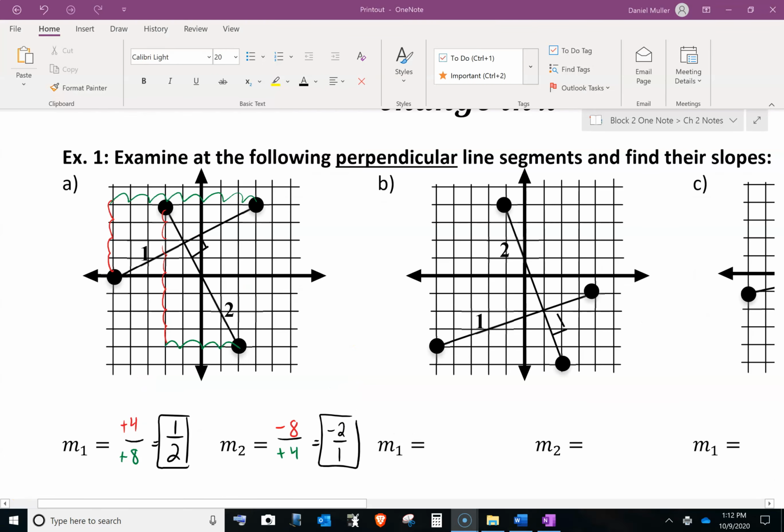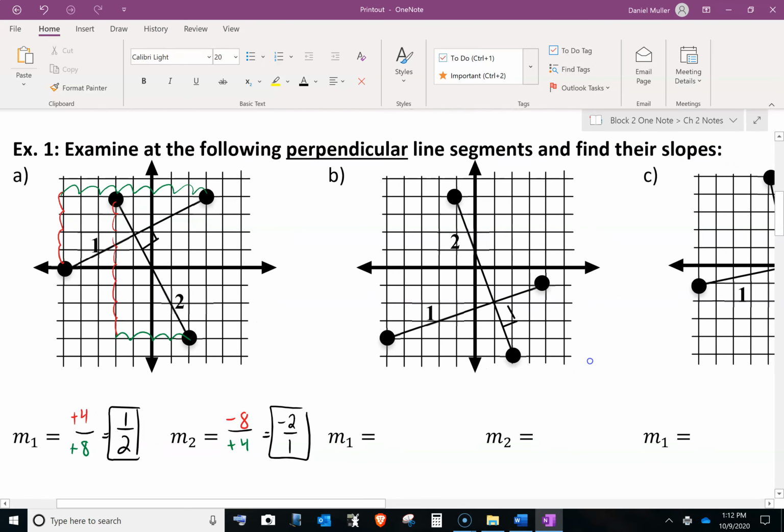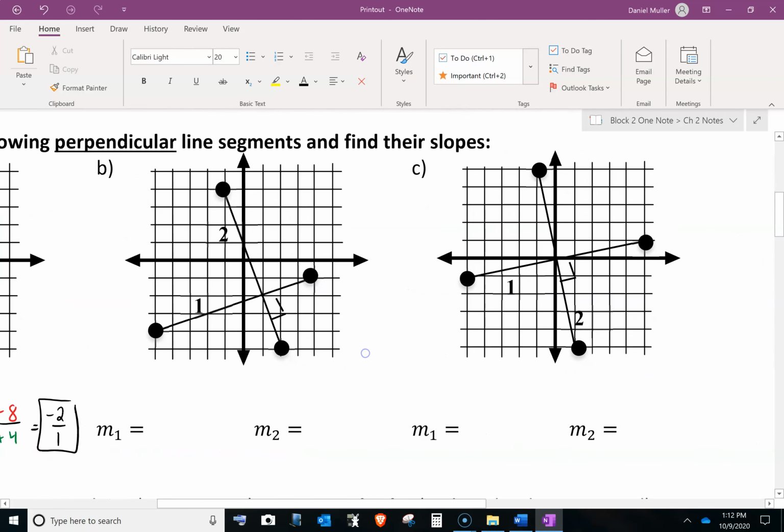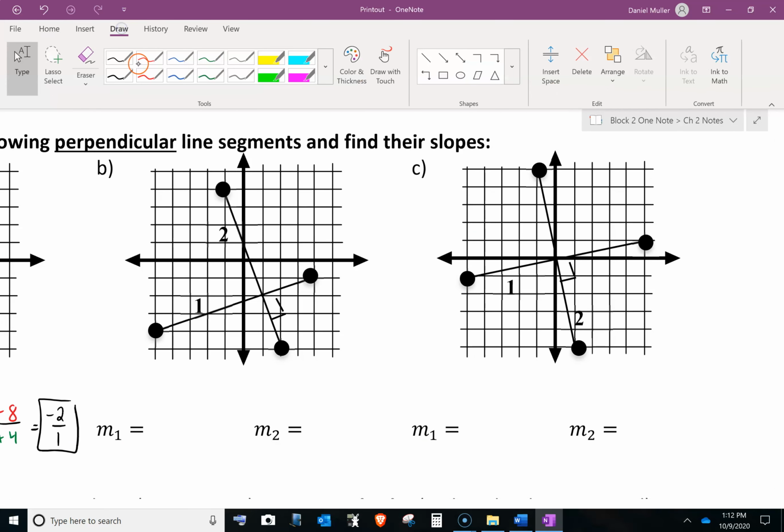Okay, so let's continue on here for B. Notice my program did switch a little bit because I've changed things. Hopefully this won't crash, but we'll take a look. Let's deal with 1. So this is line number 1. I'm going to use the left as my starting spot. So 1, 2, 3. So my rise is up 3, so positive 3. And I will go to the right now. 1, 2, 3, 4, 5, 6, 7, 8, 9. So I'm going to go positive 9. And that can be reduced by dividing both by 3, so 1/3.